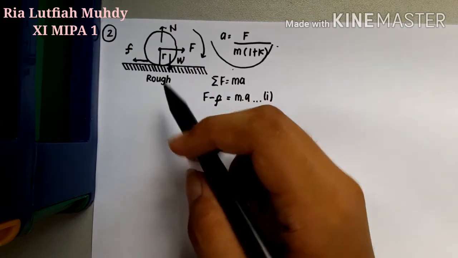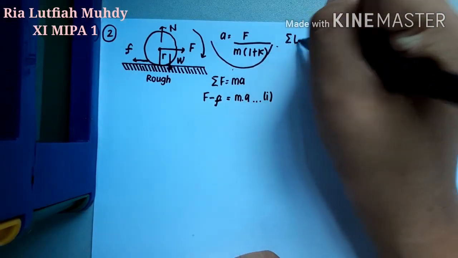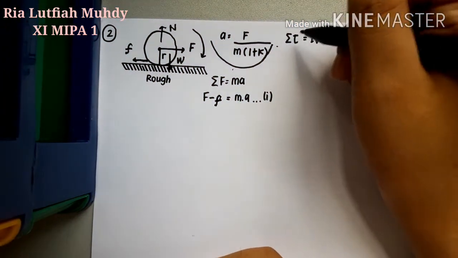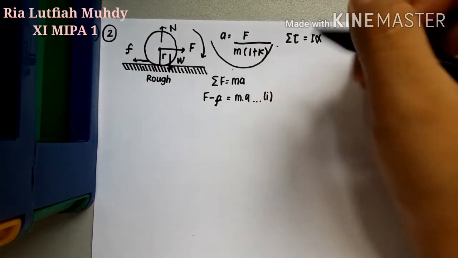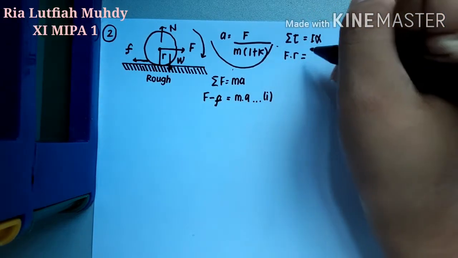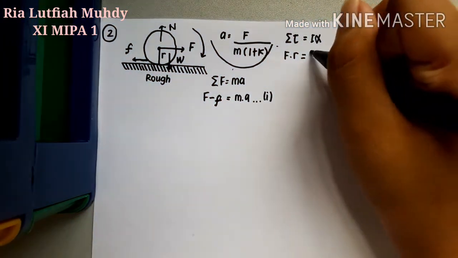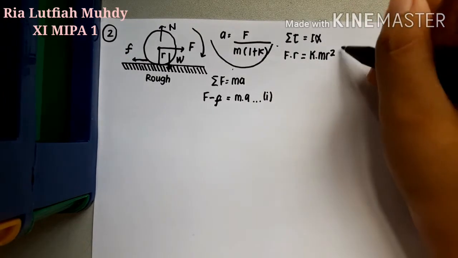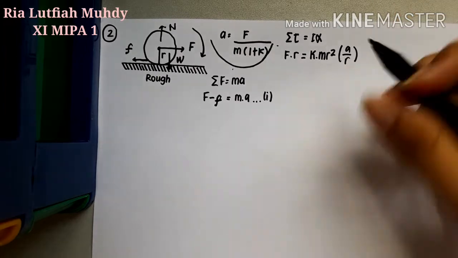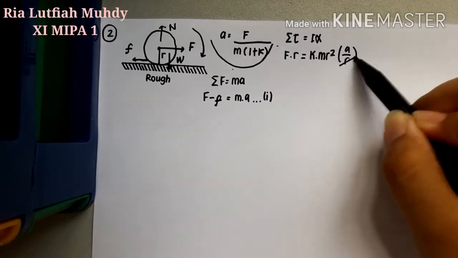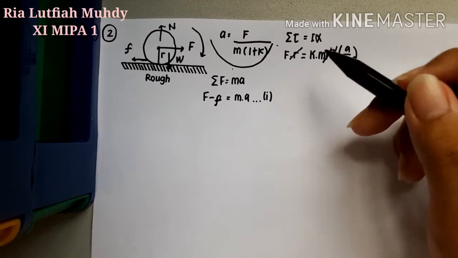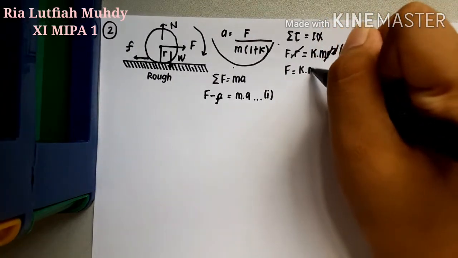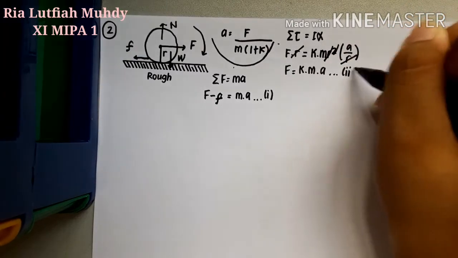And then, because it is rotational motion, there will be a torque. So we write this formula: sigma tau equals inertia times angular acceleration. As you know, sigma tau, or sigma torque, equals F times R, equals inertia, which as I said before is constanta times m R square, and the angular acceleration is a over R. So we can eliminate the R, cross this one, cross this one, cross this one, cross this one. Oh my god, it is so exciting! And then force equals constanta times mass times acceleration. So we get equation 2.